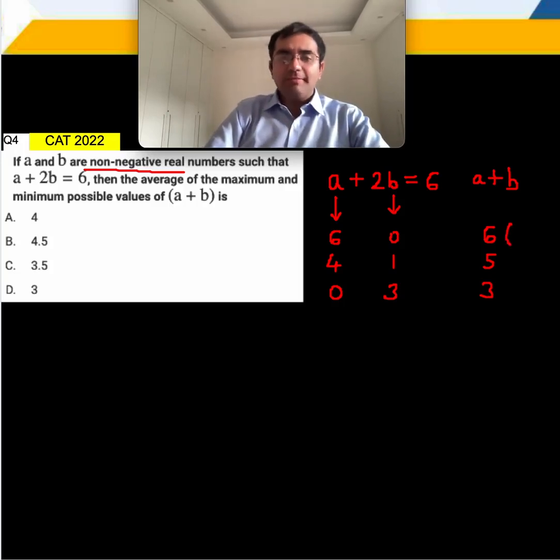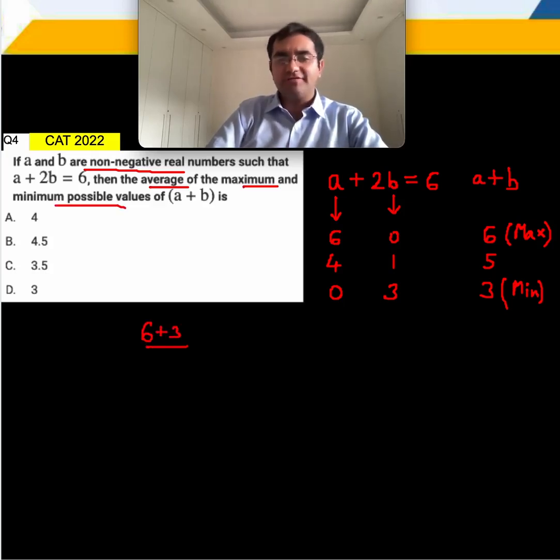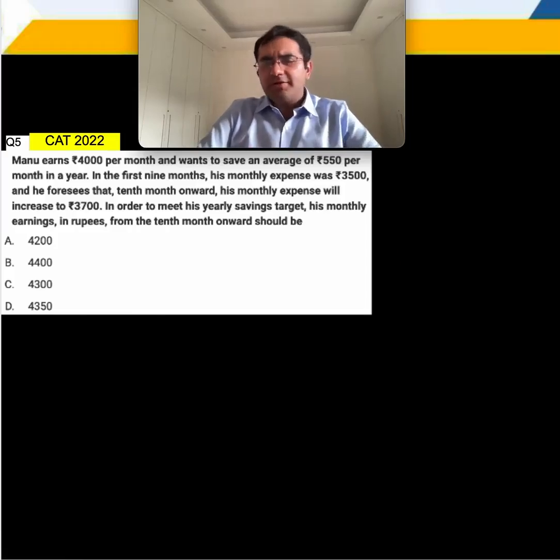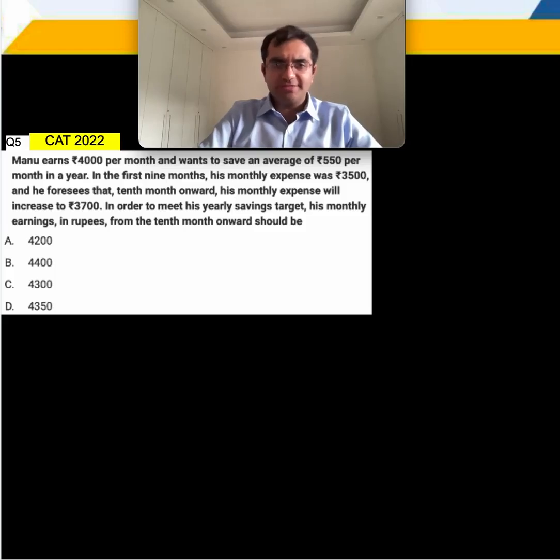So a plus b, the maximum value becomes 6 and the minimum value becomes 3. So now the average of maximum and minimum becomes 6 plus 3 ka average, which is 4.5. Answer is B part for question number 4. Very normal kind of maths question or an equations question. Instead of making lengthy, cumbersome equations, we'll just do it via common sense.